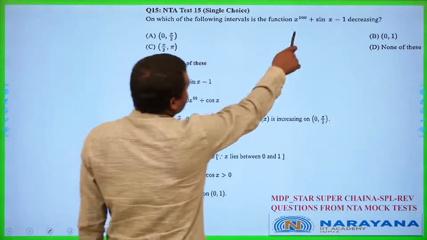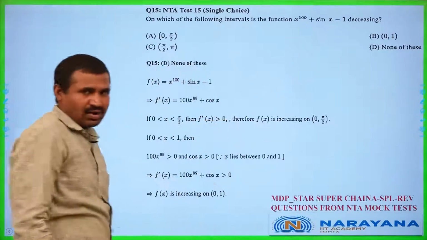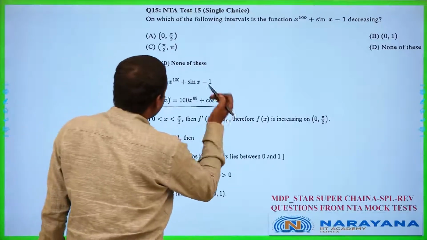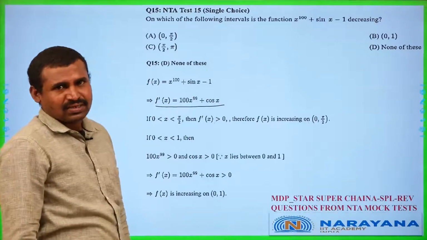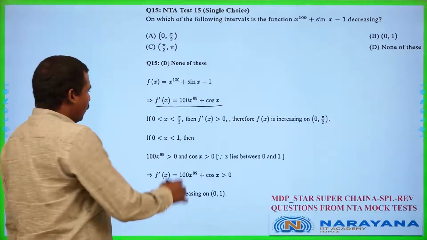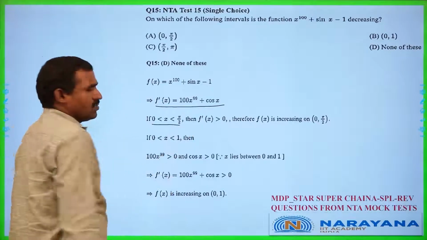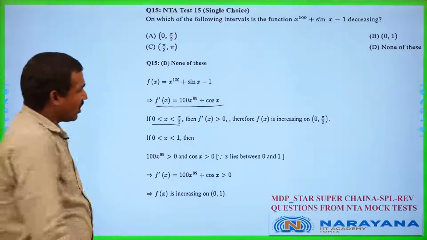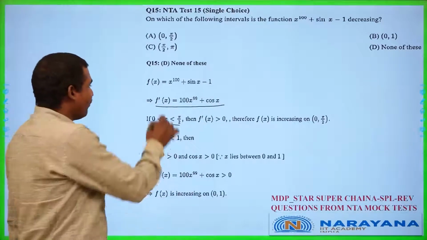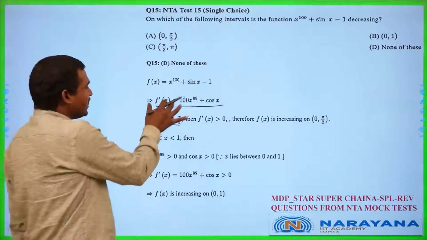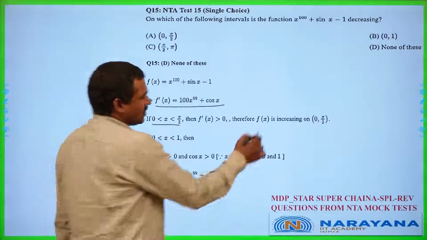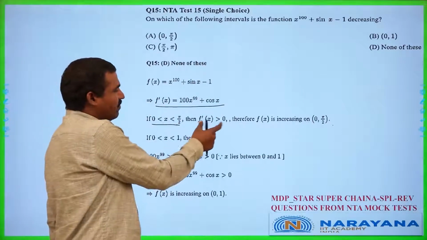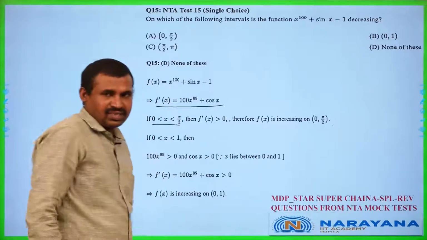Let f of x be equal to x power 100 plus sin x minus 1. Then f dash x is equal to 100 x power 99 plus cos x. Suppose you take 0 to pi by 2. In 0 to pi by 2, x power 99 is positive, cos x is also positive. So, f dash x is positive, which means f of x is increasing in 0 to pi by 2.